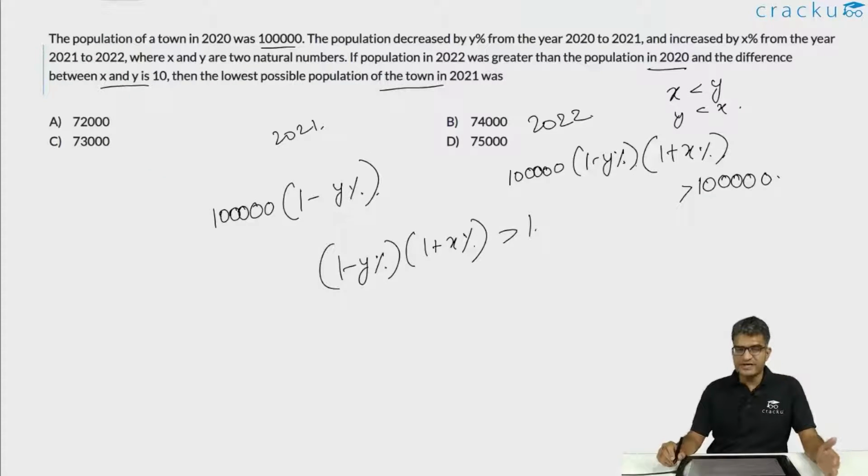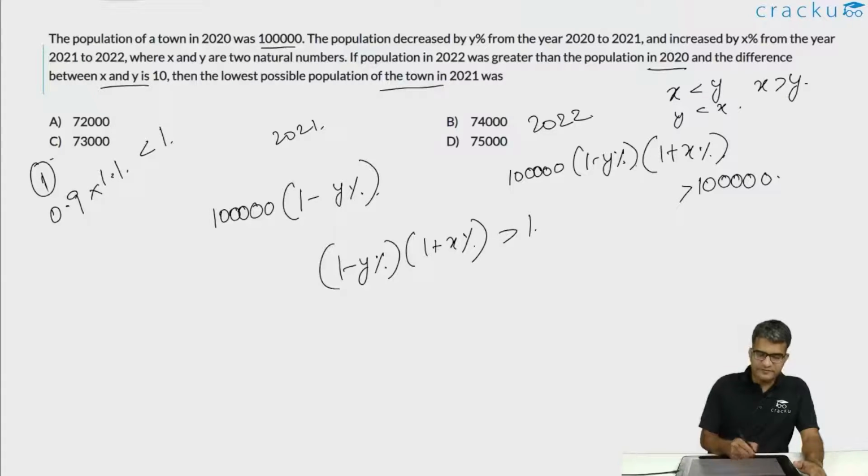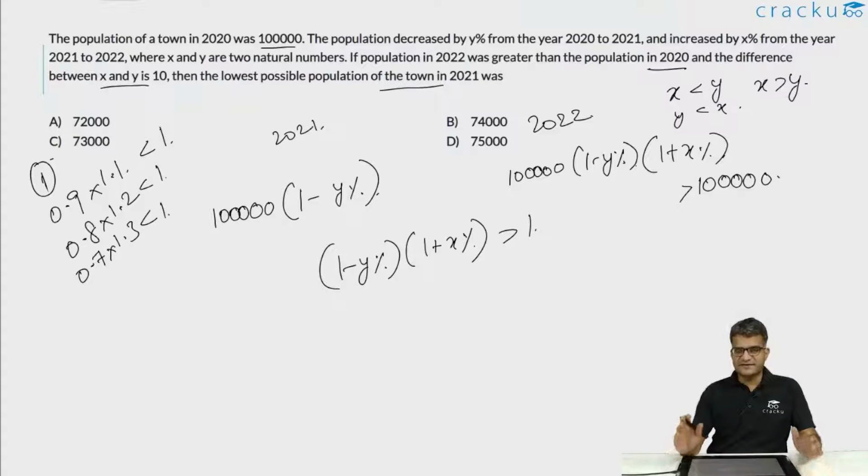Clearly, for the population to increase at the end of 2 years, x has to be greater than y. Because if you observe, if both of them are the same, say initially it was 1, and it decreased by 10% in 1 year and increased by 10% in the next year, the population becomes 0.9 into 1.1. This will be less than 1. Similarly, 0.8 into 1.2 will be less than 1. Similarly, 0.7 into 1.3 is less than 1. That is, if the values of x and y are the same, then the product will definitely be less than 1.